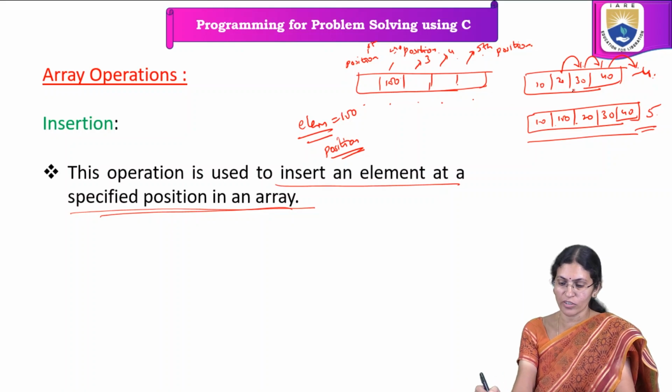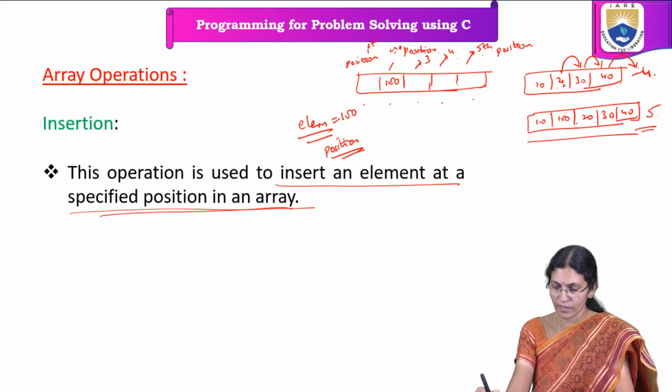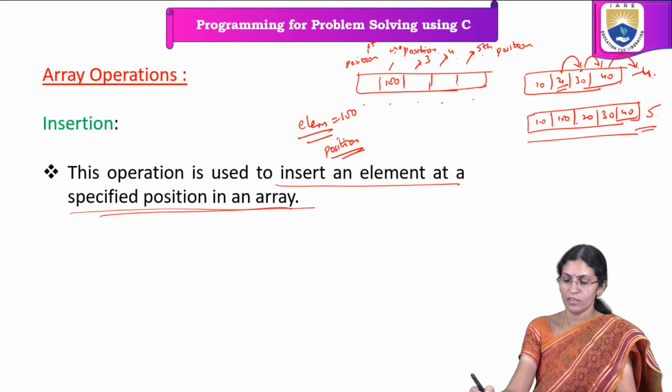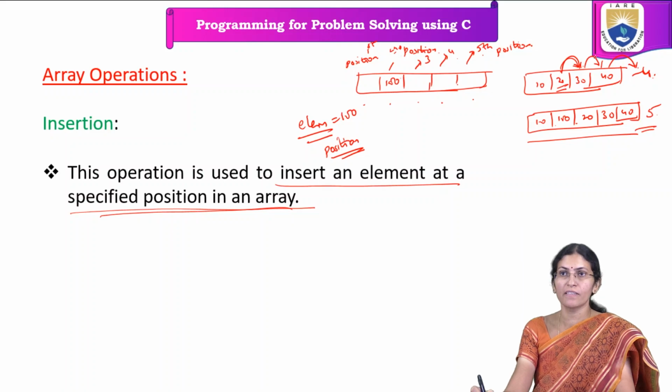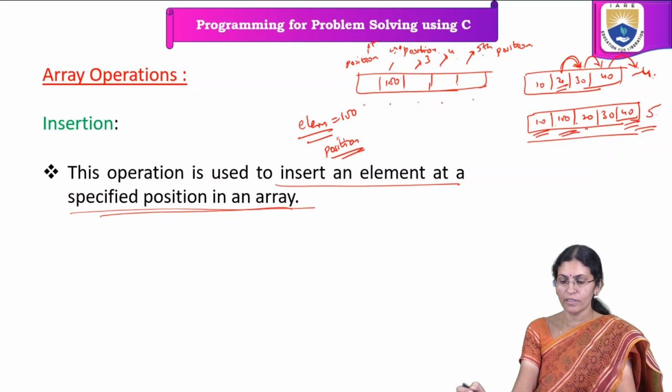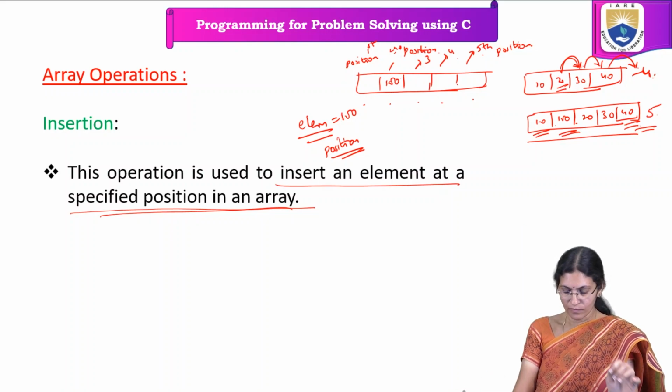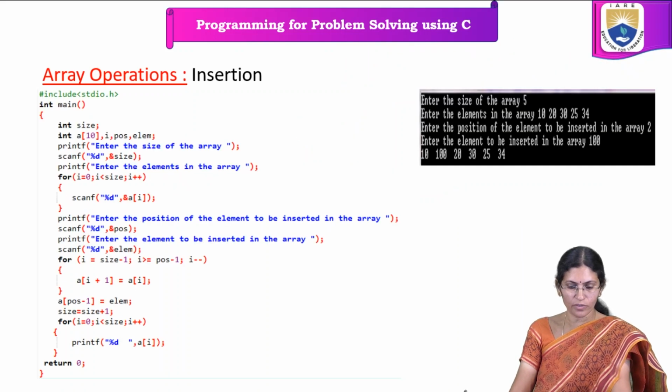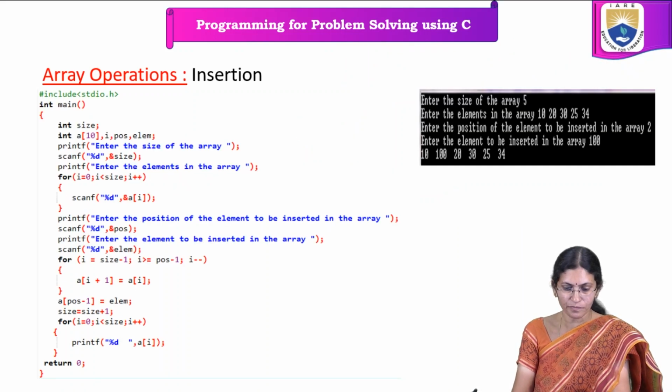So this shifting operation has to be carried out. All the array values which are at this position have to be shifted to the next index position. This insertion operation can be carried out at the start of the array, at the beginning, or at the end of the array, or at some place in the middle of the array. Now let us see one program in order to carry out this insertion operation.